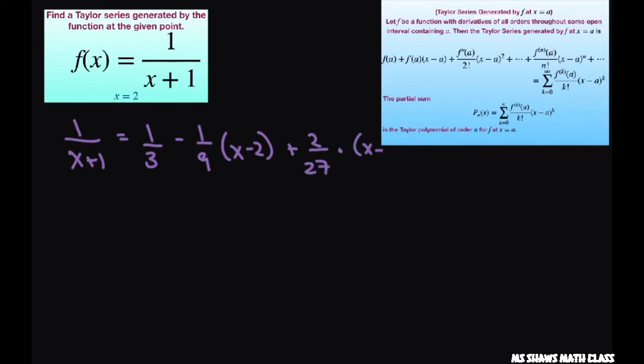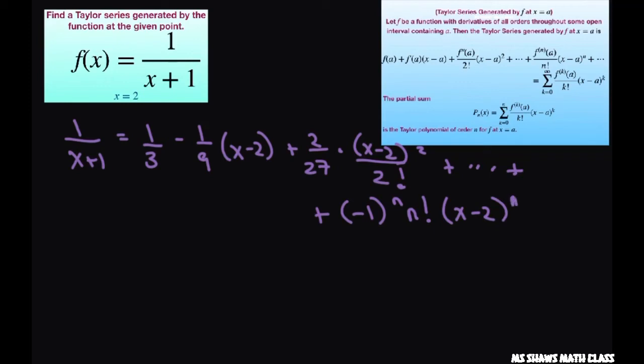So we're going to get 1 divided by x plus 1 equals 1/3 minus 1/9 times x minus 2 plus 2 divided by 27 times x minus 2 squared divided by 2 factorial plus ... plus, and then we have negative 1, let's put the plus here, negative 1 to the nth power times n factorial times x minus 2 to the nth power, and then we still had 3 to the power of n plus 1 times n factorial.